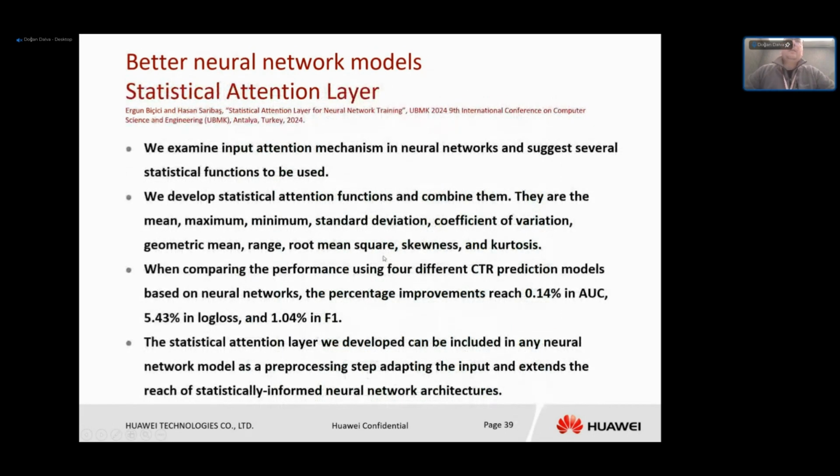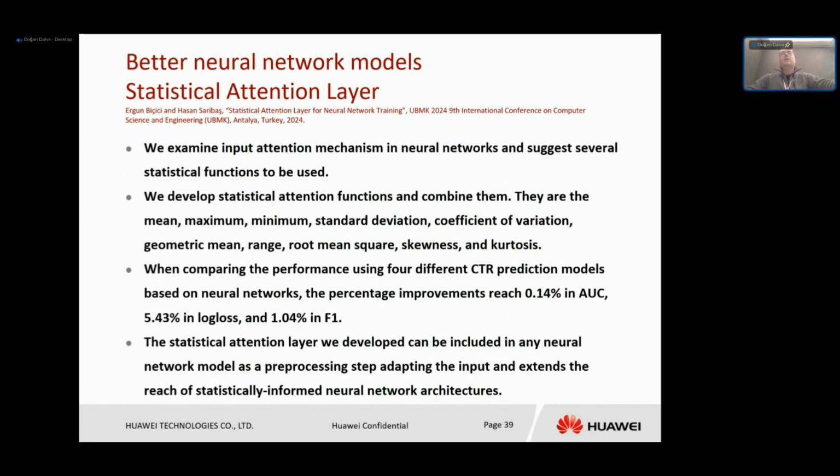Another technique is statistical attention layer. The input given to a neural network can be important, we can have different degrees of importance. And attention mechanism is providing us techniques that allows us to focus on different parts of the input and pay more attention to some parts and pay less attention to some other parts.